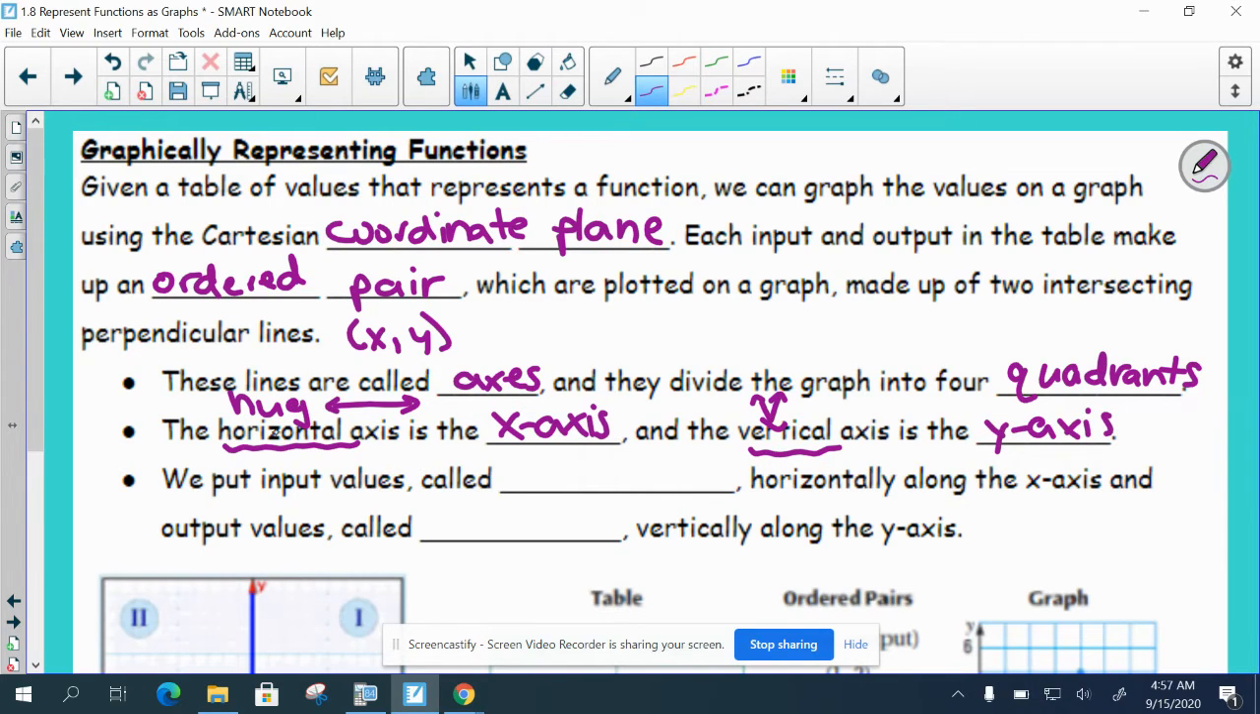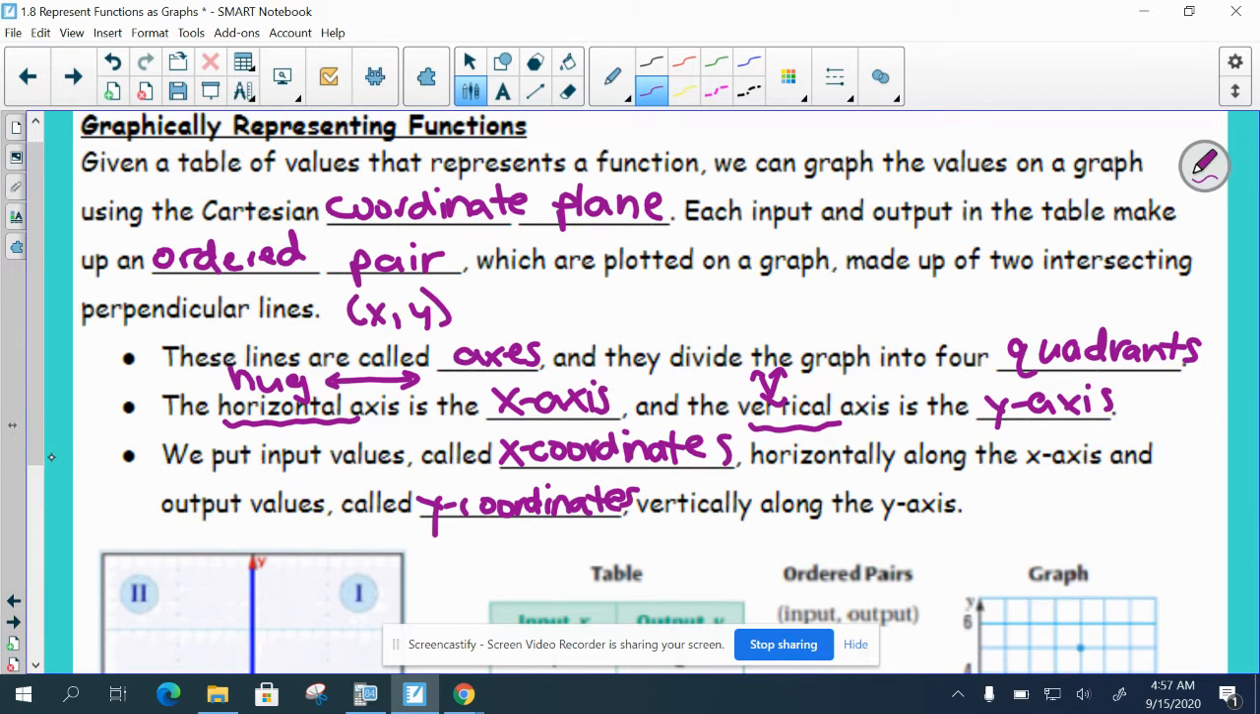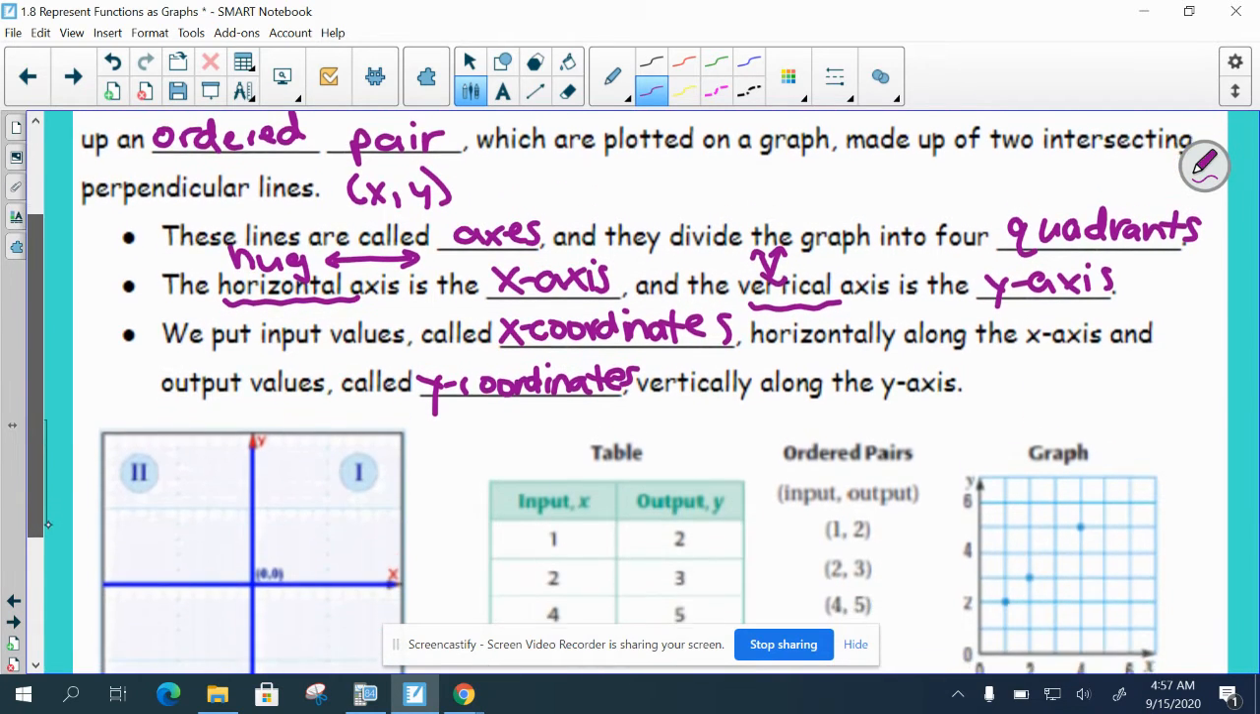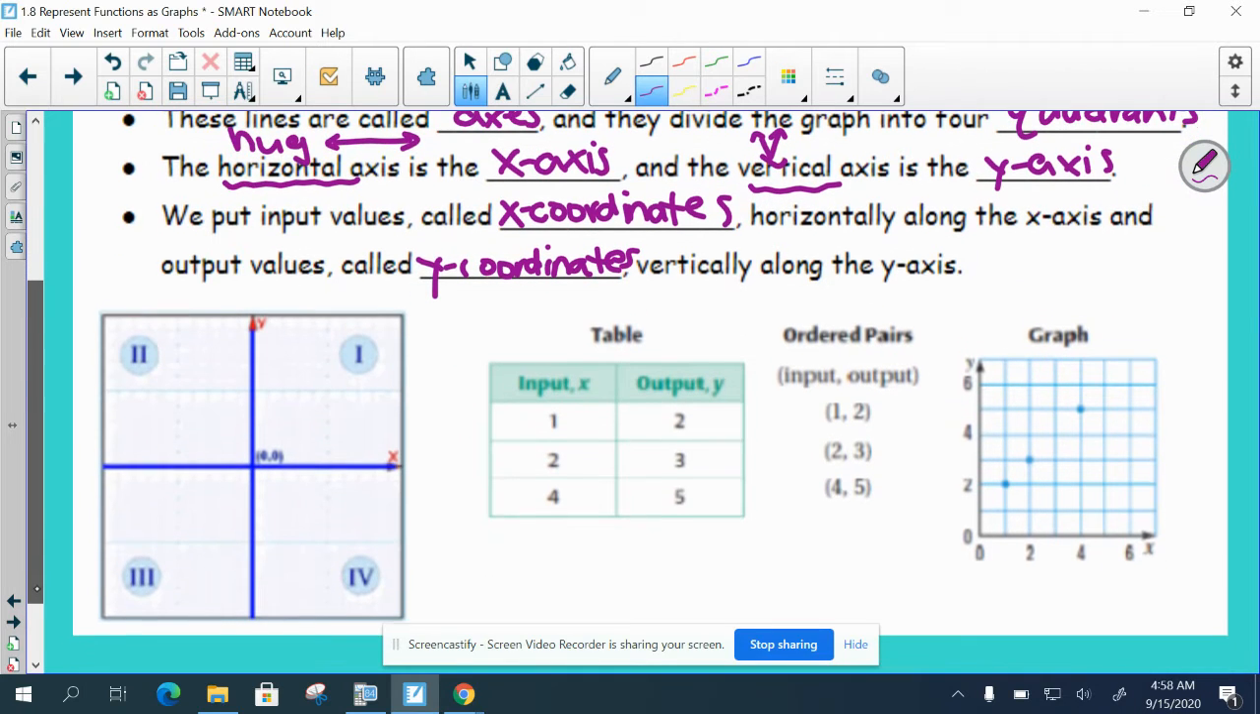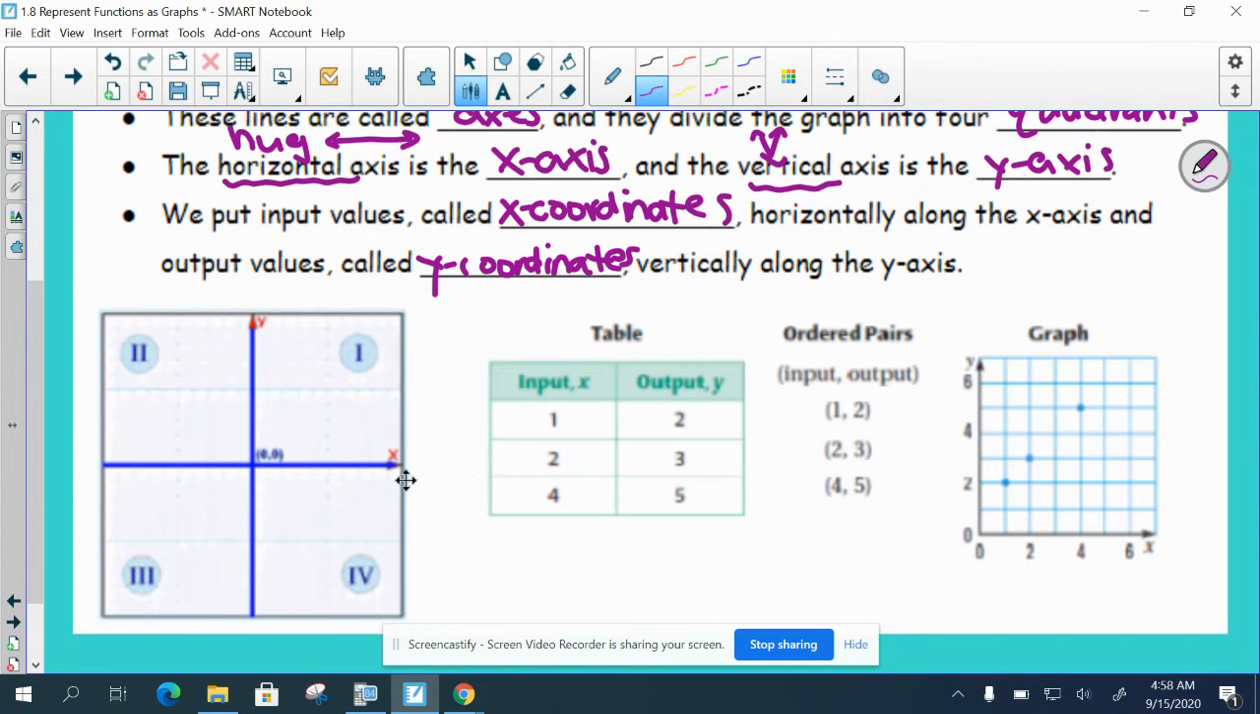So we put input values, called x coordinates, because input is x, horizontally along the x-axis, and output values, called y coordinates, vertically along the y-axis. I think that you probably already know this, but it's a good refresher. And here are just some examples of ways you can represent functions.